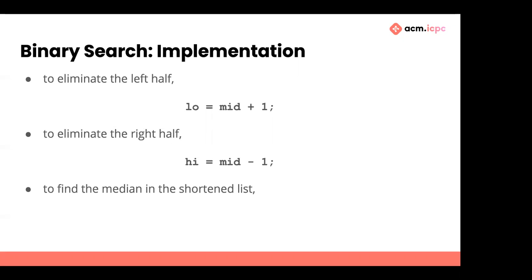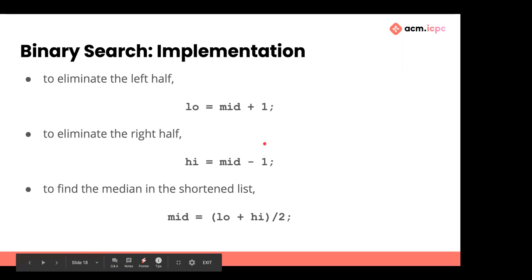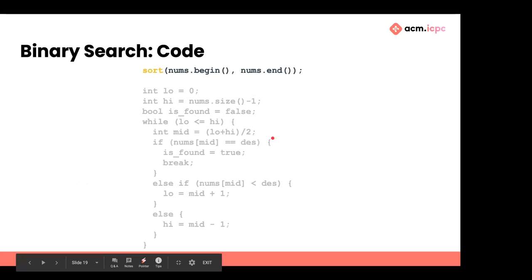And to calculate the median in the shortened list, now that your list is shortened by low and high, you basically just compute the middle by taking the average of the two indices. Now, this always works for positive numbers when low and high are positive, such as the case in indices. But there's a slight modification that you'd want to make if you're working with negative numbers. But since we don't have any problems like that in the contest, I've chosen not to put it, but it's a really tiny change.